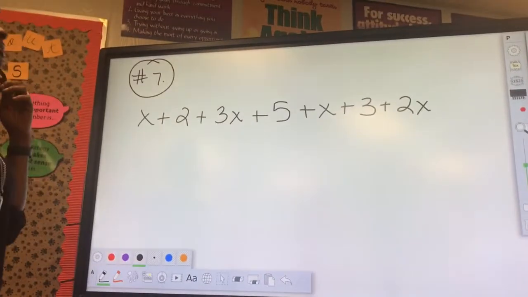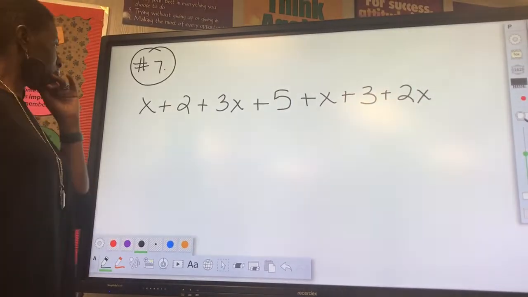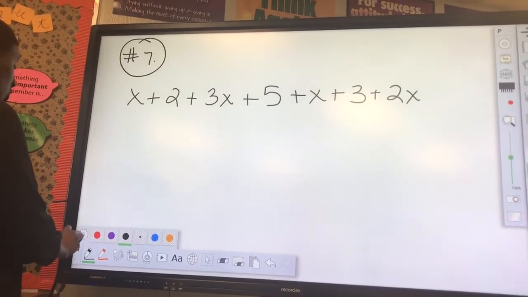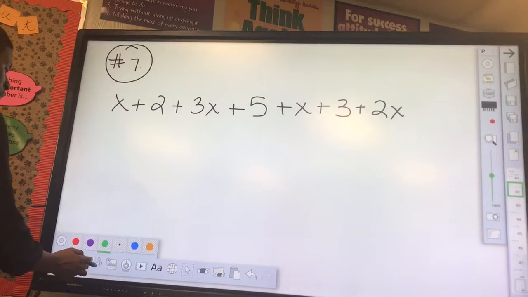All right, let's go to the next problem that we're going to do. The next problem is number 7. What are the directions for number 7? Use tiles to simplify each expression. Okay, so in this problem, they asked us to use tiles to simplify each expression.